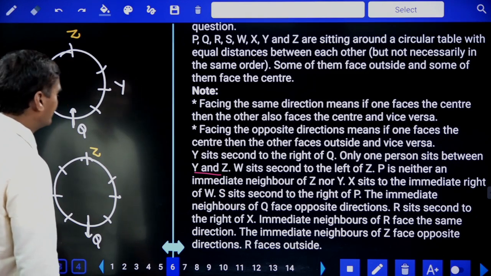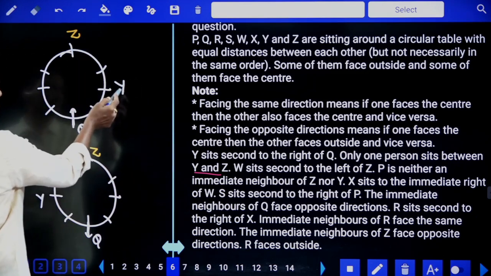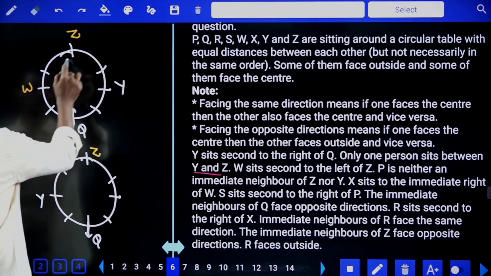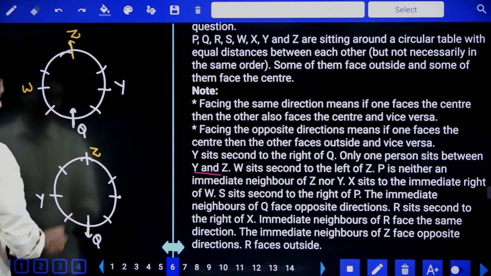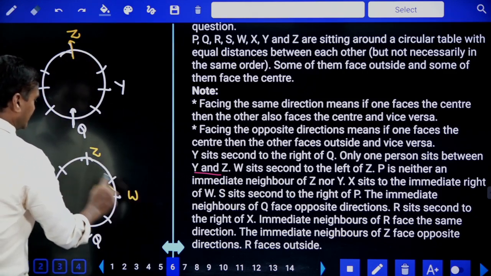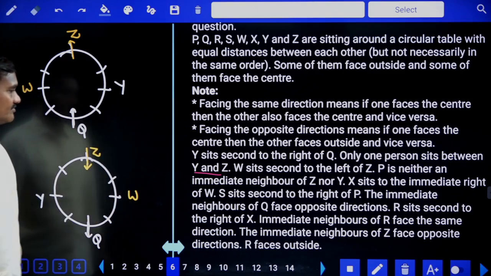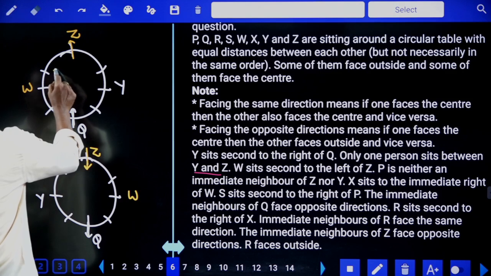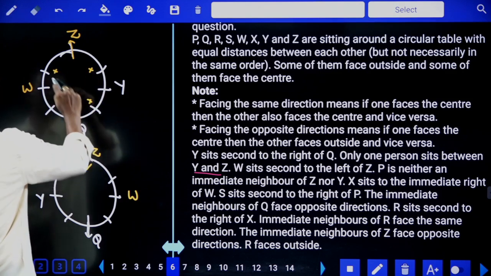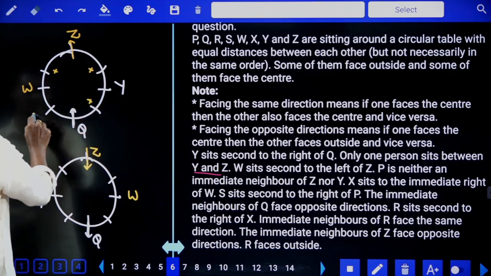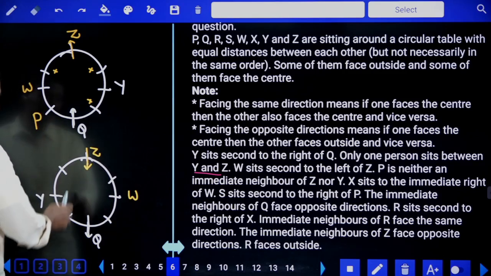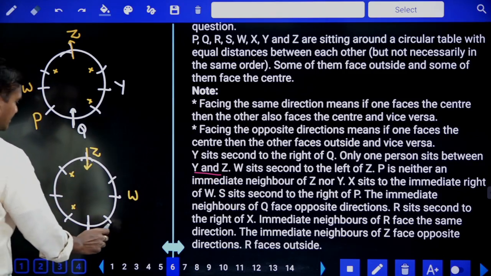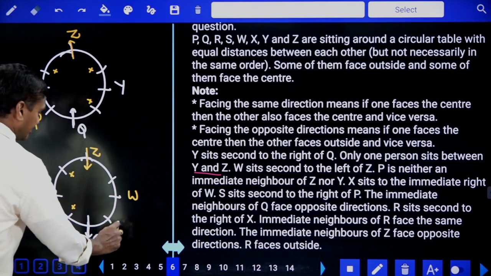W sits second to the left of Z. W cannot be here. W is second to the left, so Z is away. Z is here. Now W sits second to the left of Z. P is neither an immediate neighbor of Z nor Y. So P cannot be in these two places, cannot be here. Hence this is the only possibility we have. Hence P must be here.